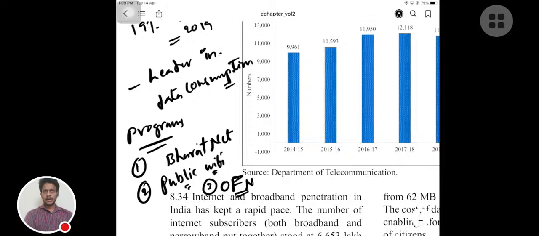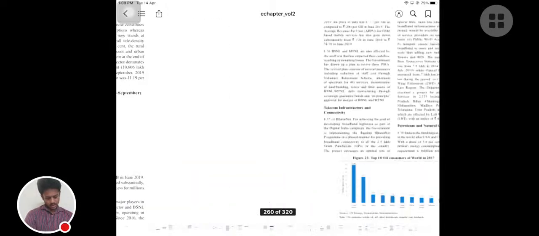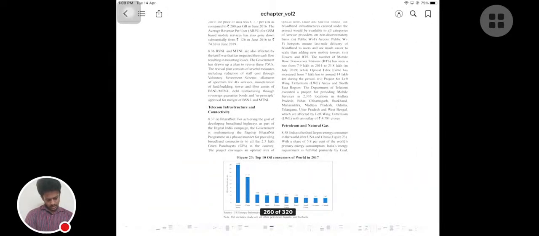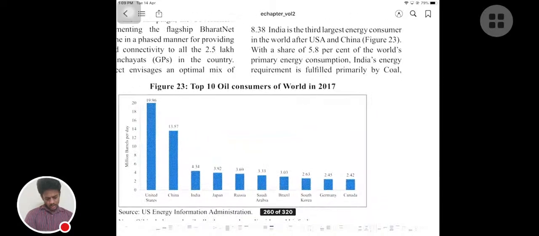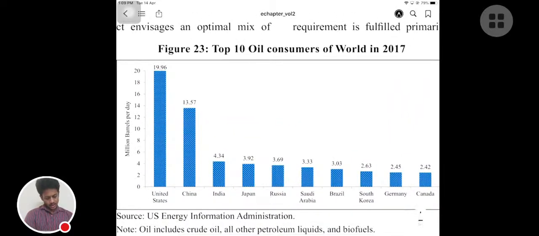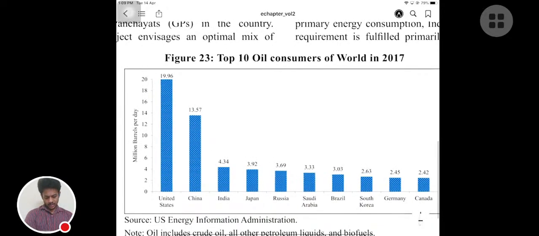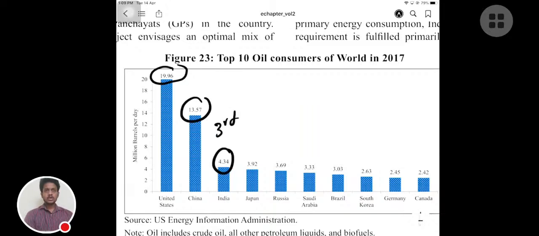And when it comes to petroleum, next one, that is petroleum. This is about the top 10 oil consumers of the world in 2017. Old statistics. They won't ask you 2018, because this is what has been given in your Economic Survey. So United States is the highest consumer. Next to it is China, and third one is India. So you can say that India is the third largest energy consumer in the world. When it comes to oil production, India is one of the lowest among the major economies.